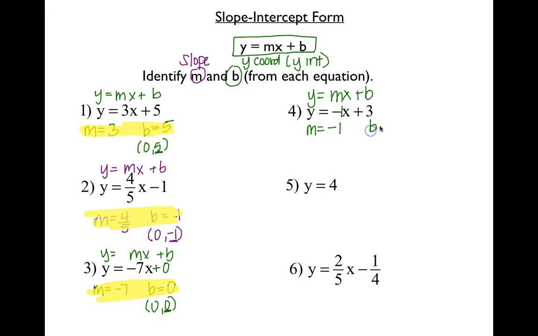Now what is the y coordinate of the y-intercept? I would say it is 3. So again, just a friendly reminder, the y-intercept is actually at 0, 3. B just represents the y coordinate of the y-intercept.